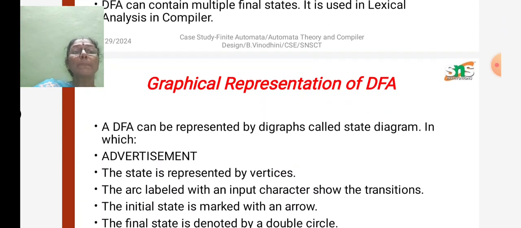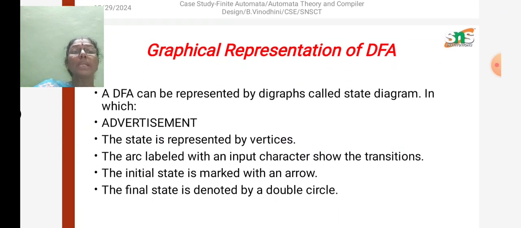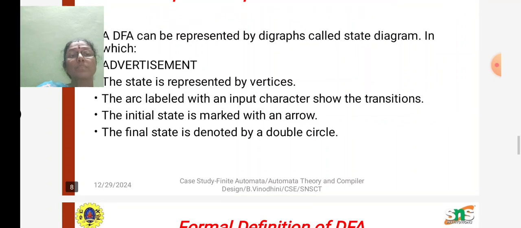The graphical representation of a DFA can be represented using a transition diagram or state diagram. The transition diagram contains a number of states. States are represented in terms of a circle, and transitions are represented in terms of an arrow mark.